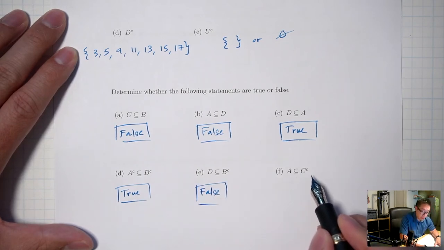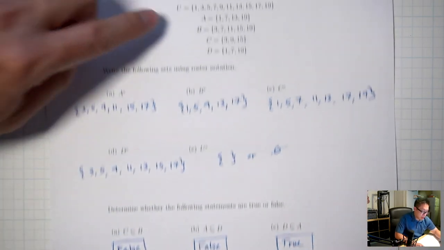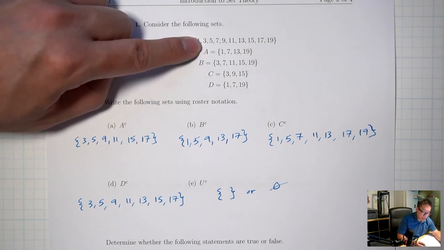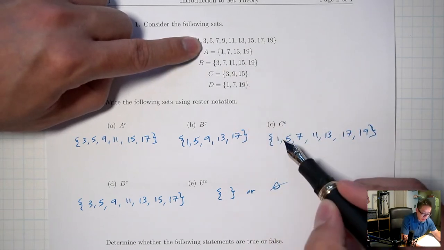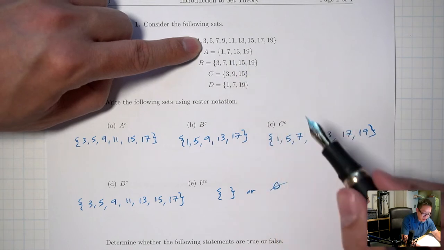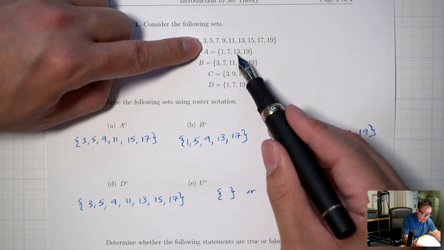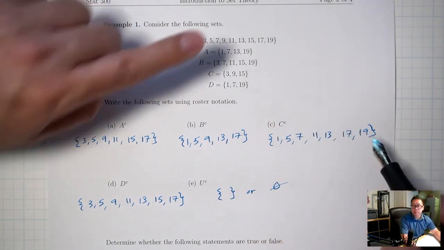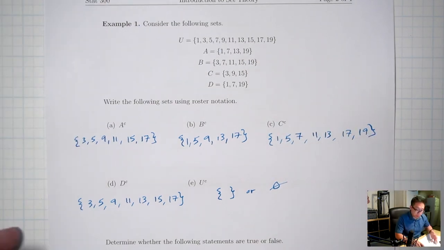Regular A and C complement. So look for regular A. Regular A. C complement is right here. So start with the set on the left, which is regular A, and then check. Is 1 in C complement? Yes. Is 7 in there? Yes. Is 13 in there? Yes. Is 19 in there? Yes. All yeses, so this will be true.